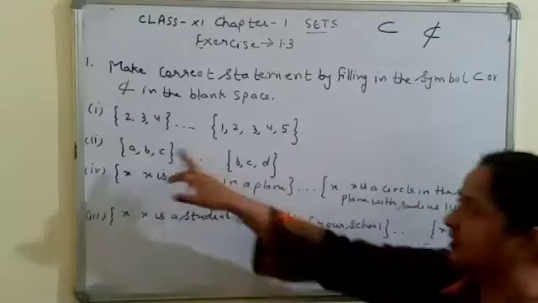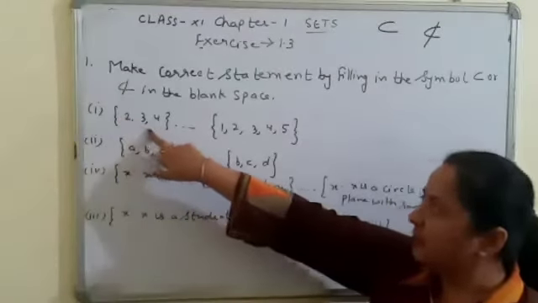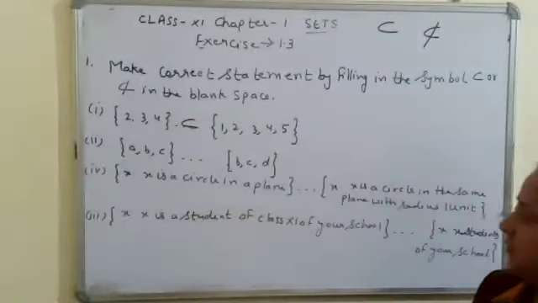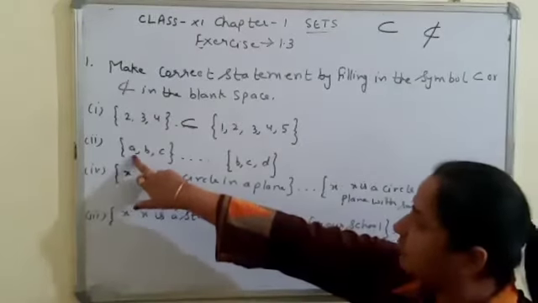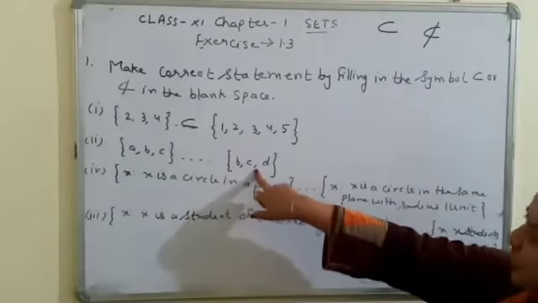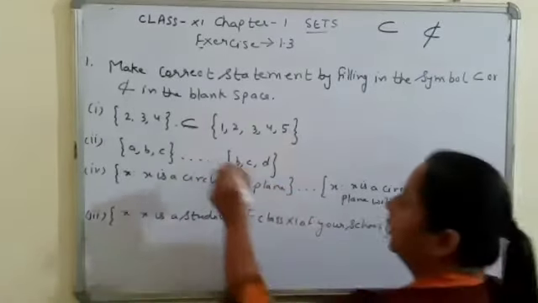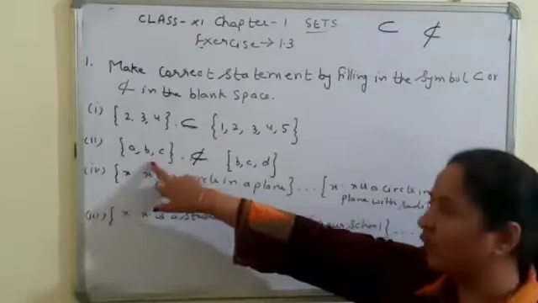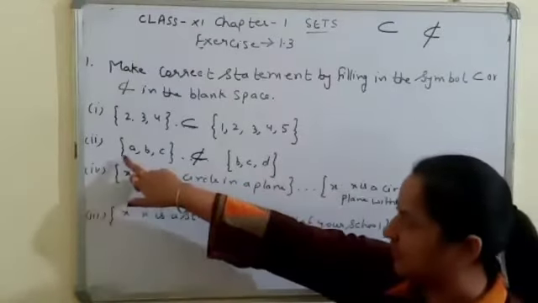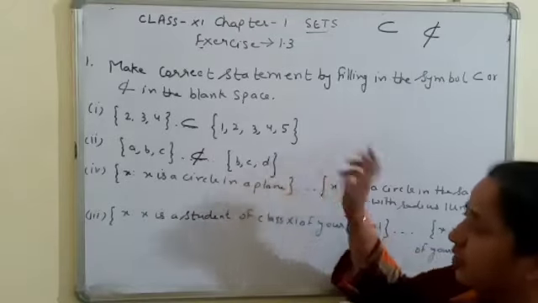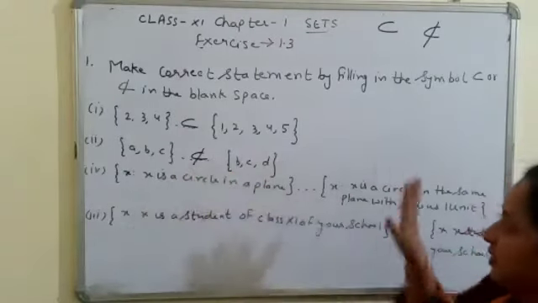Yes, you can clearly see that all the elements of the first set are present in the second. So the first one is a subset of the second set. In the second part, the first set is {A, B, C}. We have to check whether this is a subset of the other or not. Yes, you can see this is not a subset. Why? Because all the elements of the first set are not present in the second. The first set has 3 elements: A, B, C. But the second has B, C, D. A is not here. So this is not a subset of the second one.